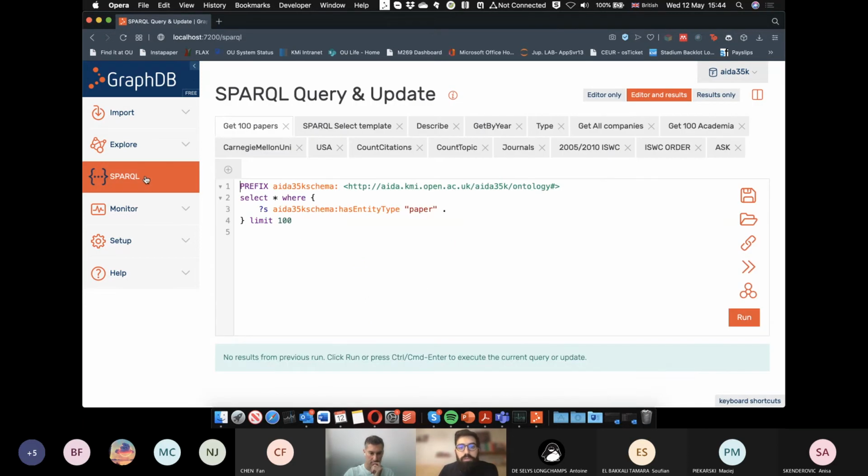I already ran GraphDB. As you can see, it's in my Opera browser. It runs on localhost, because there is a Java, sorry, not JavaScript, they are two different things. It runs in a browser. So I already loaded the dataset. I am in my repository AIDA 35K. So what was the query? Get by year. Yeah, this one.